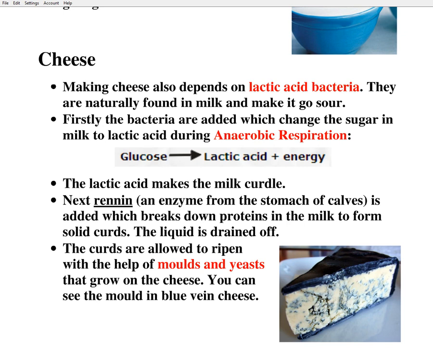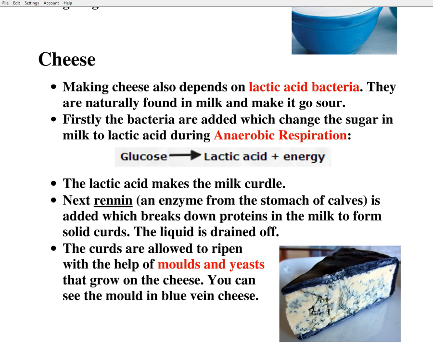And then that's often squashed to squeeze out some of the liquid, and then it's allowed to ripen. And often they use molds and yeasts, so fungi, to help ripen that cheese. So they allow those to grow on the outside of the cheese. You can also often see mold in blue vein cheese, a mold that's actually been injected into the cheese and causes the blue veins throughout. So if you're a fan of blue cheese like I am, it gives it that really sour, sharp taste as the mold grows within the cheese.